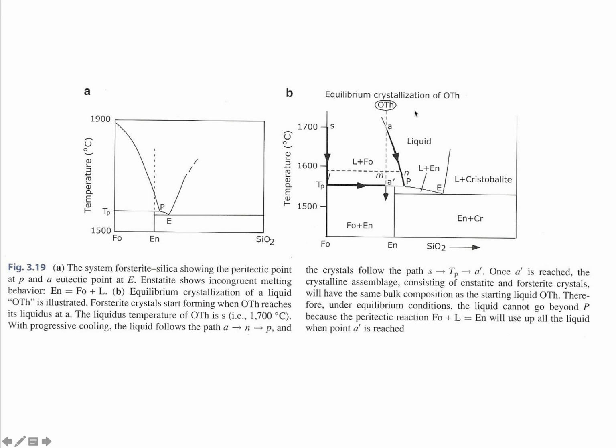If we have more silica in the system, we are going immediately down here to the eutectic point, and we are forming a rock containing enstatite plus cristobalite. And cristobalite is also a high temperature modification of SiO2, of quartz, yeah?